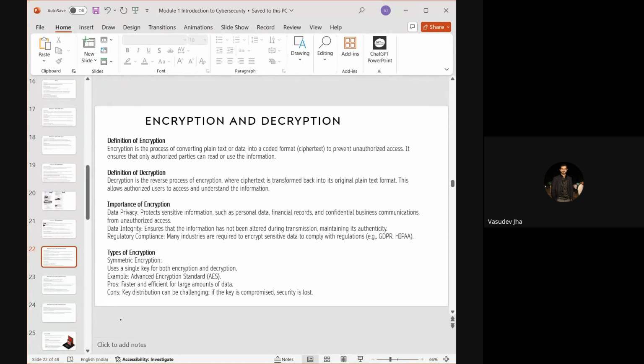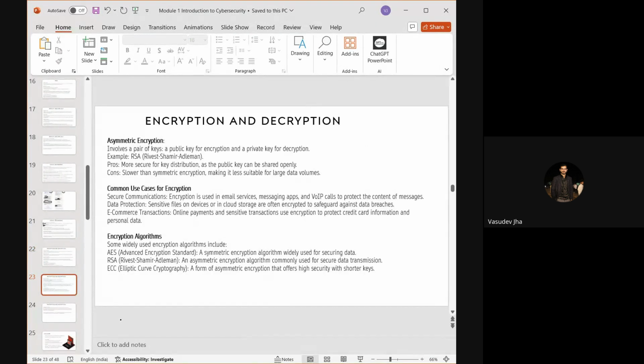We have basically two types of encryption, symmetric and asymmetric. Symmetric is a single key system, asymmetric is a multi-key system. That is more on the networking part. A simple example of symmetric is the Advanced Encryption Standard, that is AES, and we also have 3AES, 2AES, everything. In asymmetric, basically we have a multi-key public key private key system, and the best example is RSA.